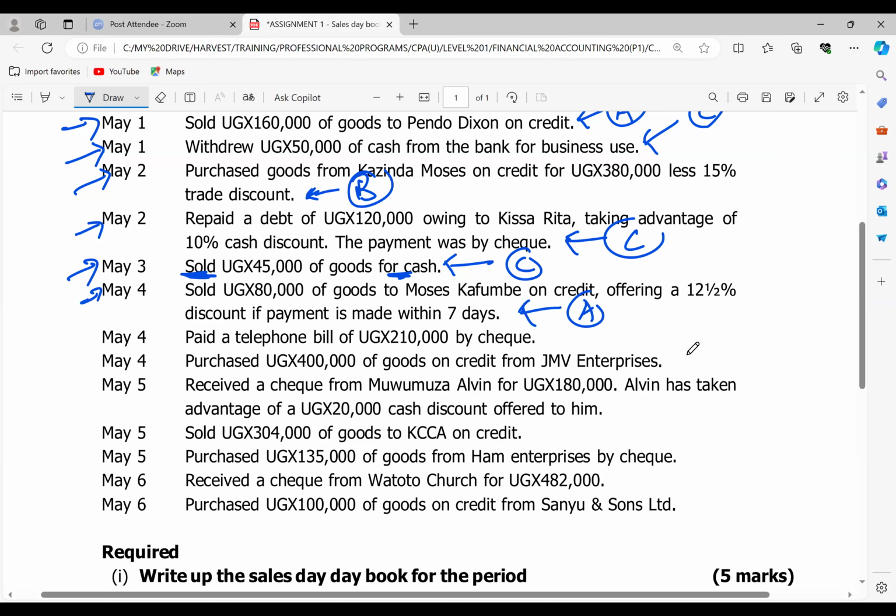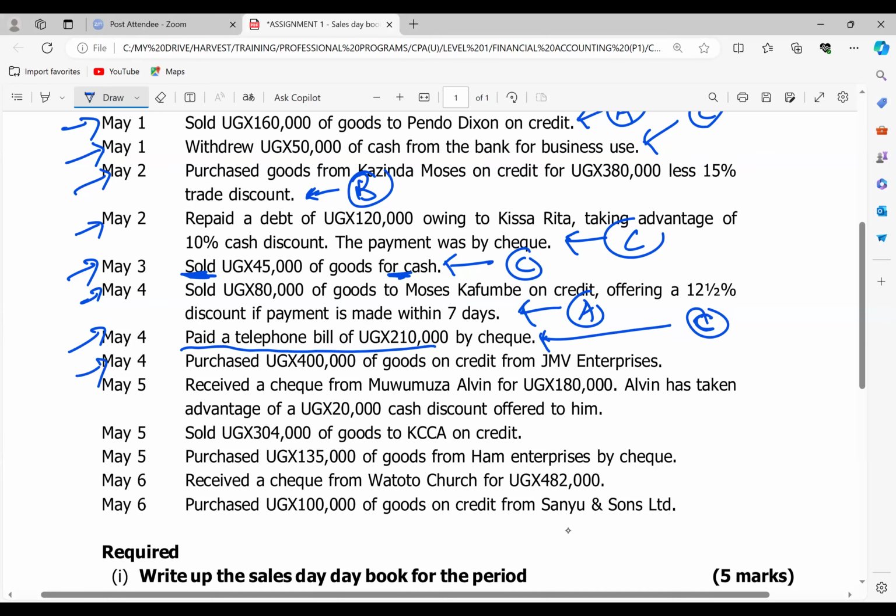May 4th, paid the telephone bill. This one is for Fred. Fred paid the telephone bill of 210 by check. Where do we record the payment? I think since he paid, meaning he bought, it must be recorded under purchase day book. Paid the telephone bill. Yes, he paid. Okay, then it is by cash. So that's a cash book. Yes, that's cash. Cash book. That is C. Good.